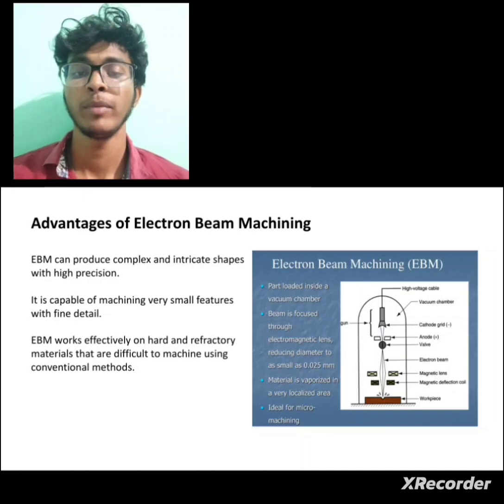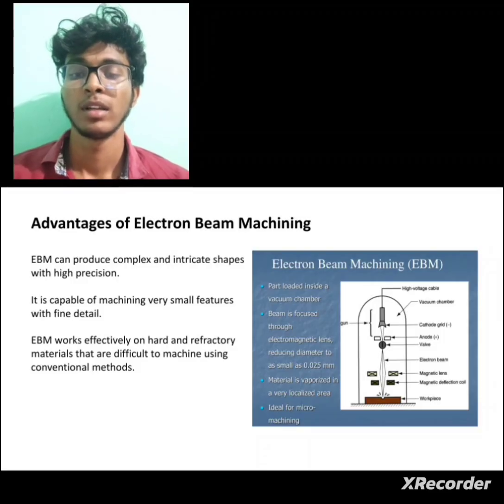Advantages of electron beam machining. Electron beam can produce complex and intricate shapes with high precision. It is capable of machining very small features with fine detail. EBM works efficiently on hard and refractory materials that are difficult to machine using conventional methods.